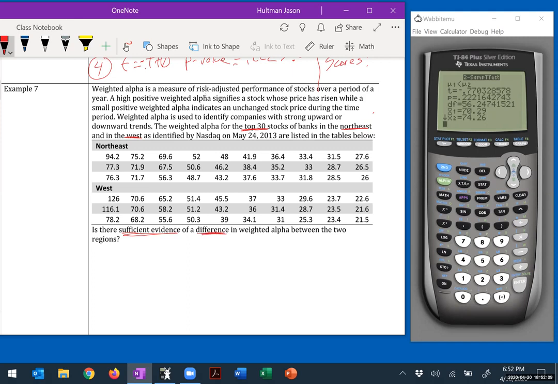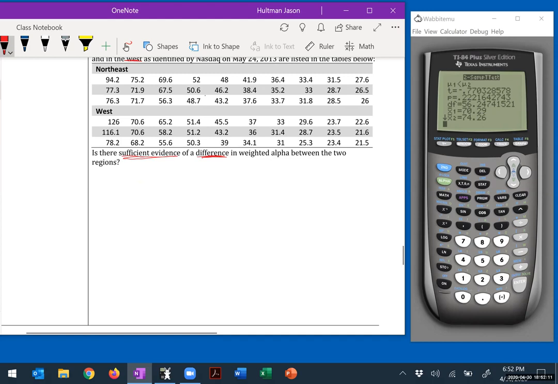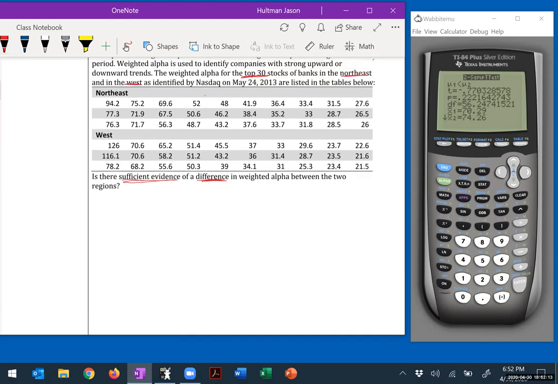The weighted alpha for top 30 stocks of banks in the Northeast and in the West, as identified by NASDAQ on May 24, 2013, is listed in the table below. Is there sufficient evidence of a difference in the weighted alpha between the two regions? So we have to do a hypothesis test to see if there is a significant difference in the weighted alphas, which are these values here that they're giving me. It looks like there's 30 values for each. Yeah, there's 30 values for each.